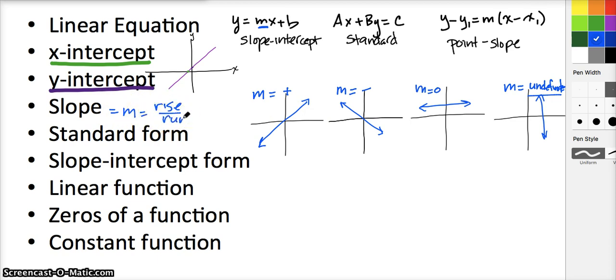I hope a lot of this is pulling back some fog from your minds and you're remembering this. If you give me 2 points, I can find the slope of a line by doing y sub 2 minus y sub 1 over x sub 2 minus x sub 1. All of this goes into the concept of slope. I want you to actually have this memorized. I want you to know when you're looking at a linear equation that has a positive slope, negative slope, 0 slope, and an undefined slope.